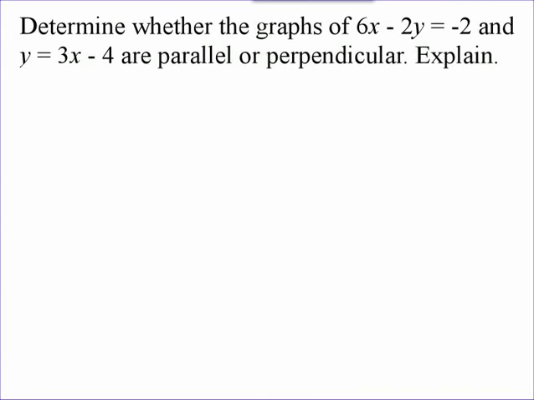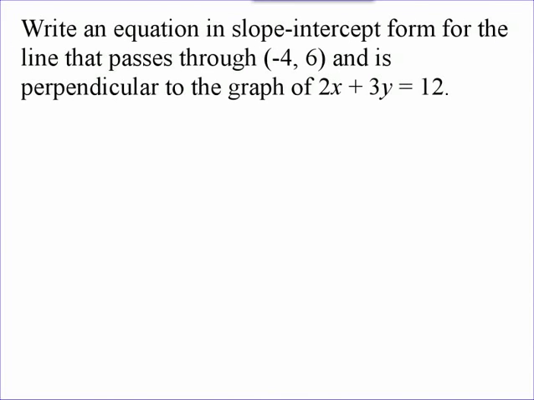Okay, let's go ahead and look at this one. It says, write an equation in slope-intercept form for the line that passes through (-4, 6) and is perpendicular to the graph of. Once again, we start with this statement right here. What I want you to do right now, at your tables, is find the slope of this line, 2x plus 3y equals 12. Find the slope of that.